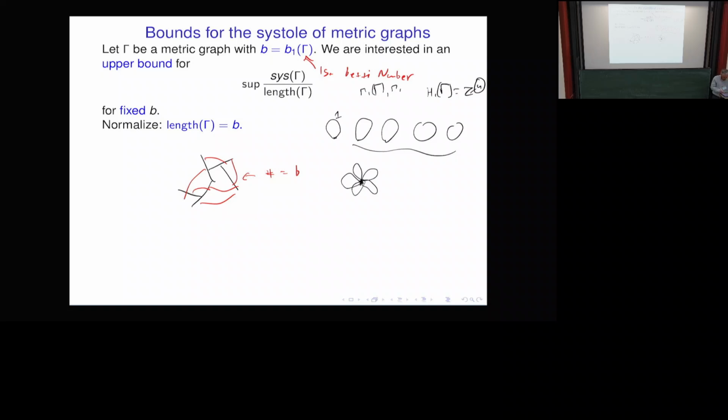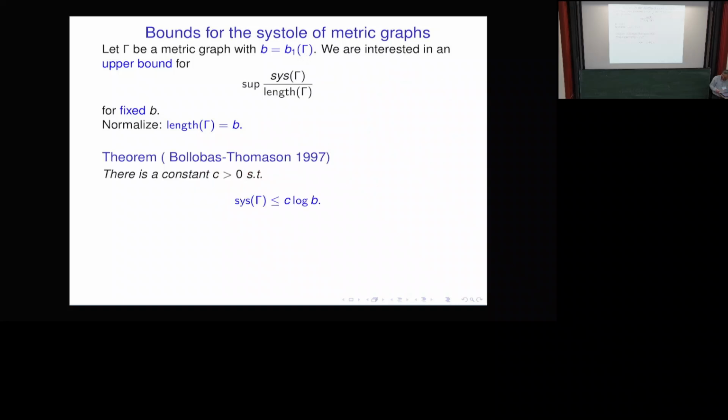Well, if I take a non-connected graph, it's just the number of holes and it's b. So if I normalized and instead took the length to be 1 as I did before, of course you would see, it seems in the obvious examples, that the systole drops very much. It becomes 1 over b, right? But that's not what happens in fact.